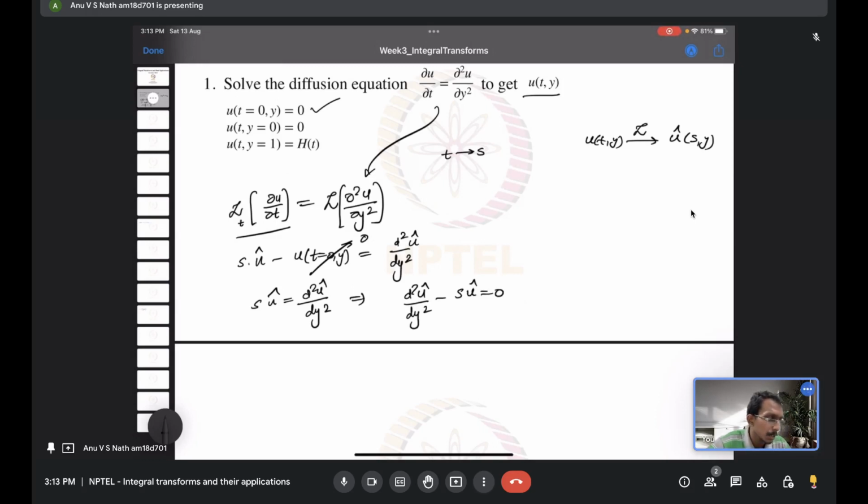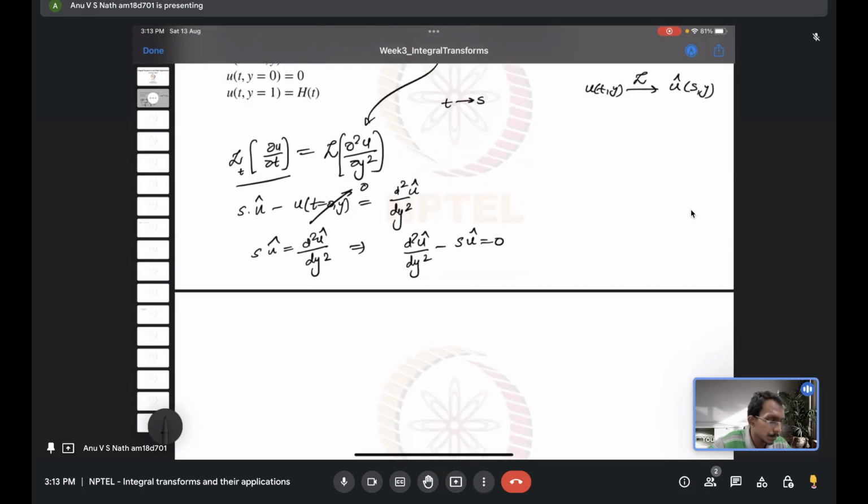This is actually not a partial differential equation. Now it is an ordinary differential equation in y.